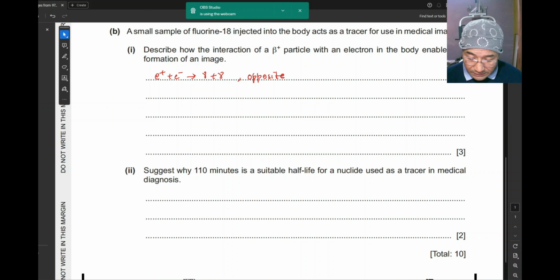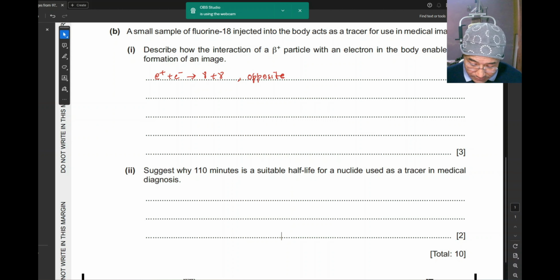Then they arrive at the detectors around the body, and depending on the difference in time, the position of that place is known. That place is where they originated, or the tissue where this interaction happened. That helps in determining the position, and if there are lots of interactions, some irregularities can be observed. Those energies are fed to computers to form images. That is how it works.